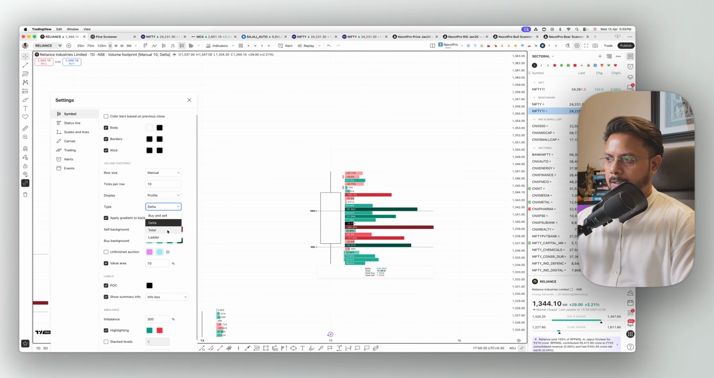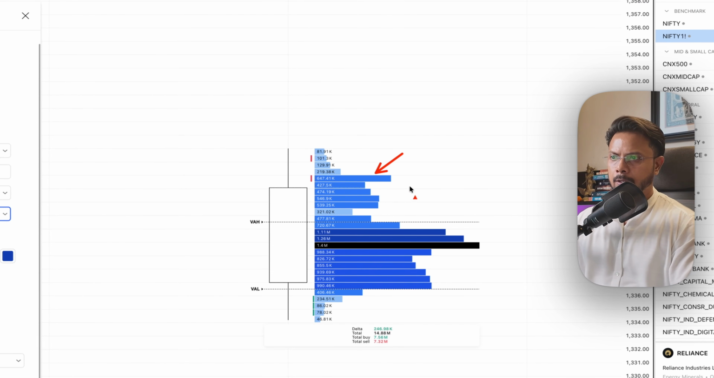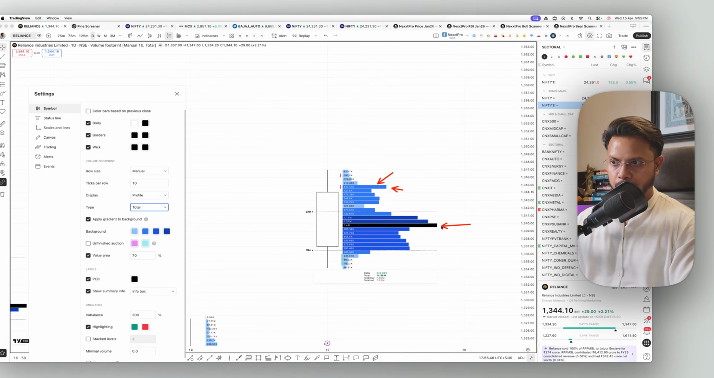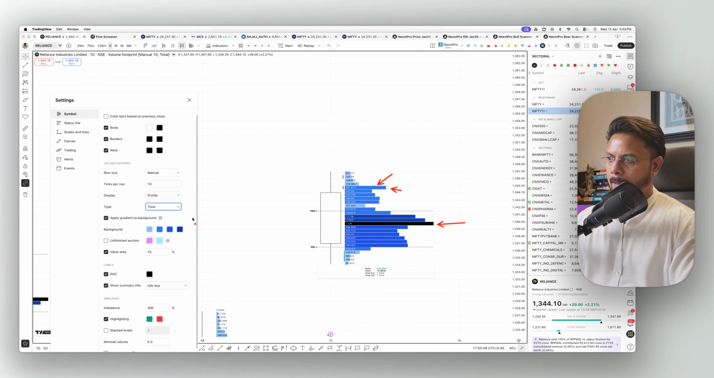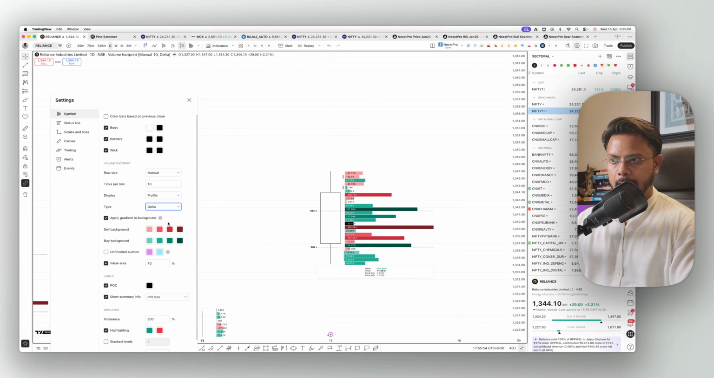Apart from delta, there's total. Total will just give you where what volumes happened. Over here, this many volumes happened. Over here, the max volume happened, which will be the point of control, and so on and so forth. And then you will have the ladder. I have not looked too much into the ladder, but I personally found delta to be very useful.